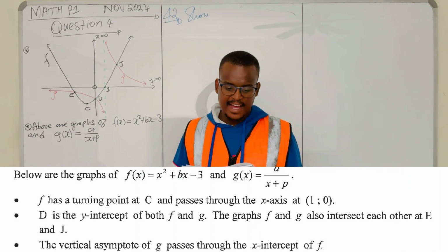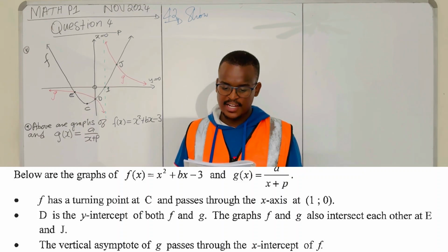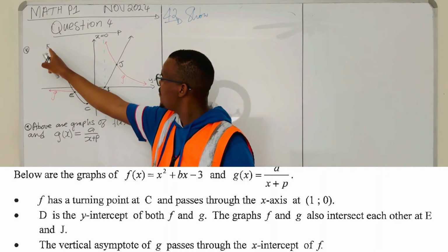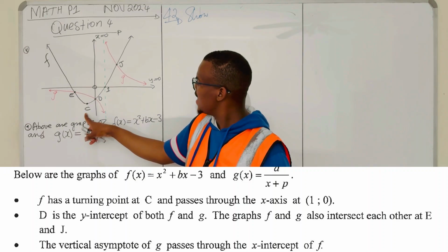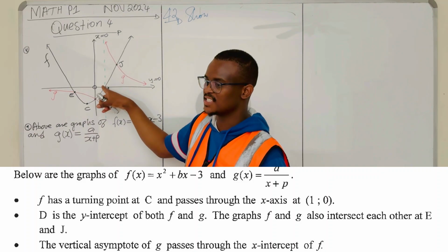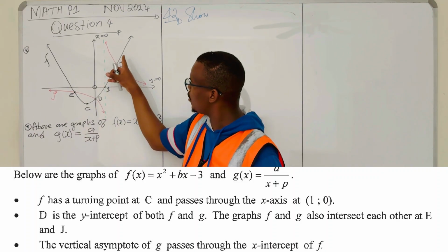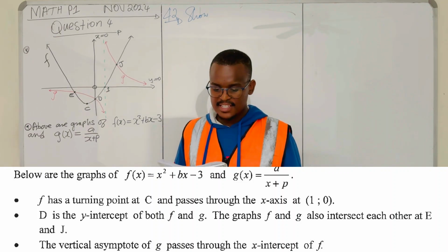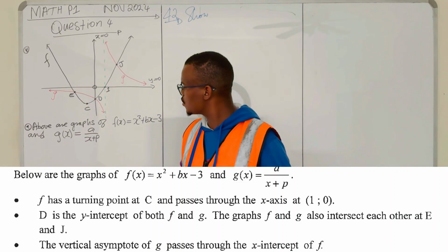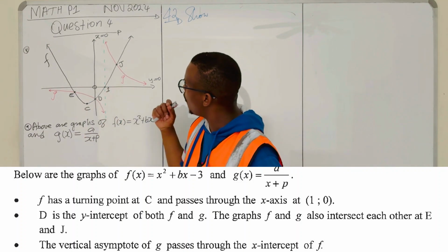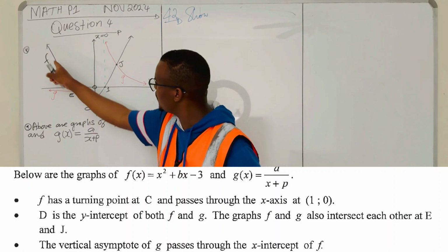No problem. They are telling you now that f has a turning point at c and passes through the x-axis at 1 and 0. They are saying this parabola f has this turning point at point c, right? And it also passes through the x-axis at point 1 and 0, which is the coordinates of the x-intercept of f. Fine. They are saying D is the y-intercept for both f and g. So there's a point D here. Can you see it? This point D is the y-intercept for both the red function and the black function.